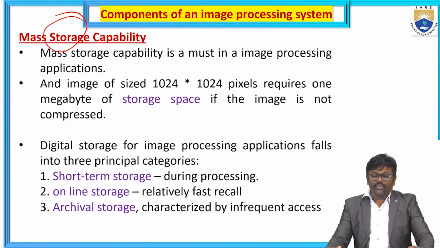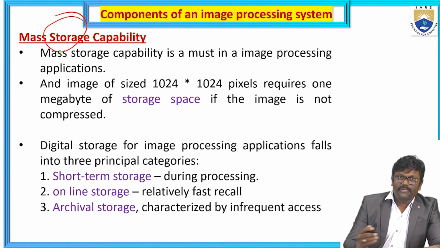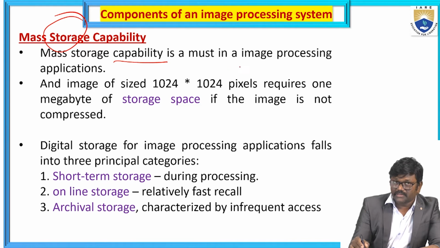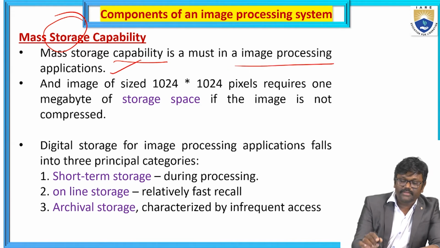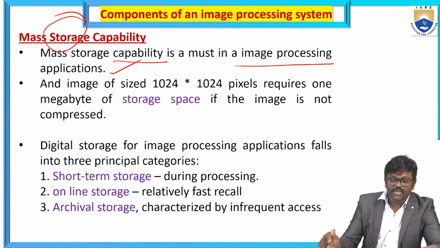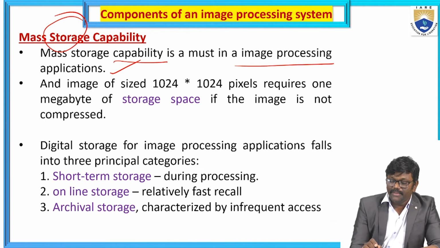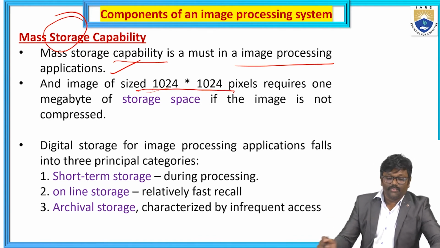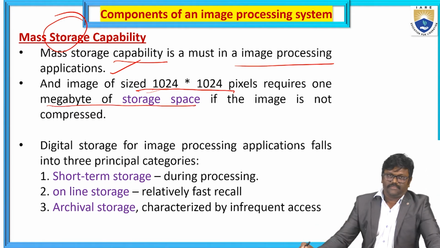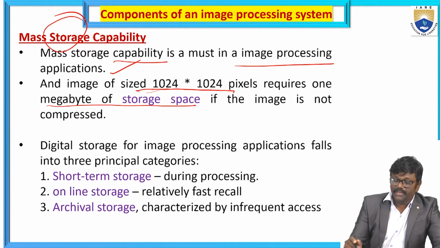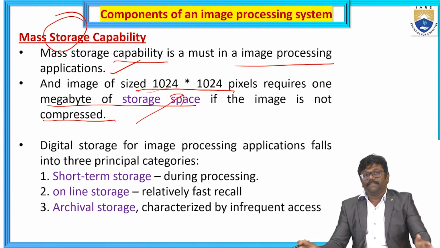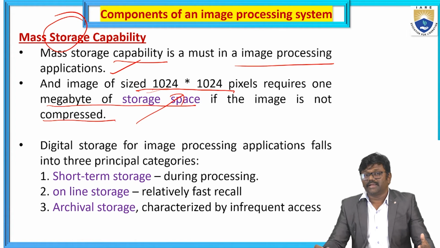Okay. So now what we want to understand here is, the first point: mass storage capability must and should be used in image processing applications, no doubt. If it is used, how much may be used? Simply, a minimum of 1024 by 1024 pixel size requires 1 megabyte of storage space. Okay, so if the image is not compressed, then the storage capacity may increase. Compressed may decrease.